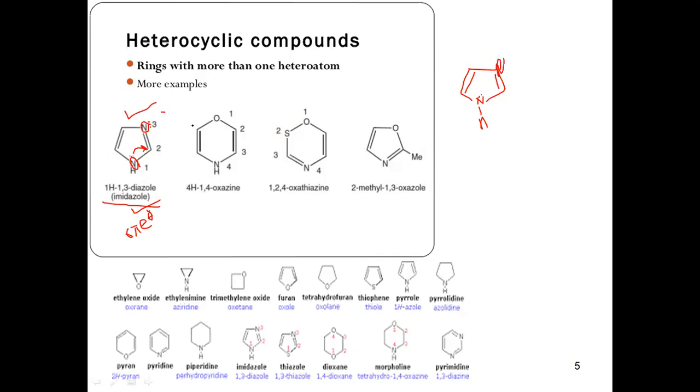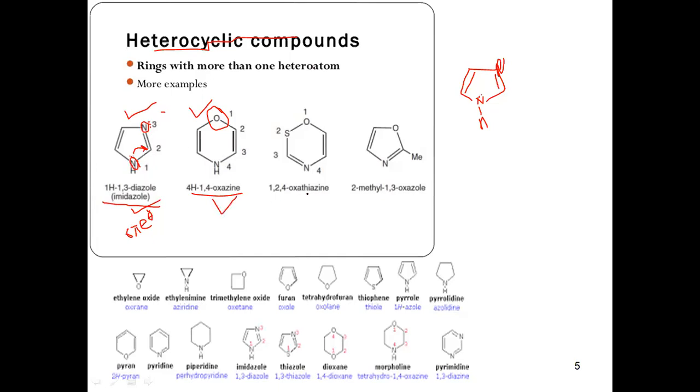Then another is oxazine. This is a 6-member ring with carbon, hydrogen, oxygen, and also nitrogen, meaning it contains more than one heteroatom. It also behaves like an aromatic compound because of 6 pi electrons in delocalization. This molecule has 2 heteroatoms, and it is also an example of a heterocyclic compound.